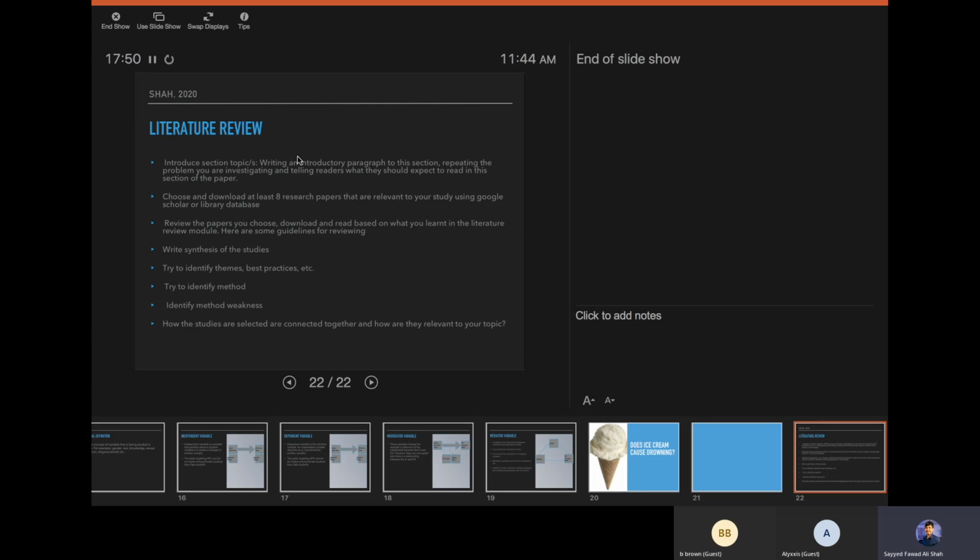And this is for everyone. If you are unable to get access to a full article through Google Scholar, you can access it through your library database. If you are unable to get access to it through your library database, please send it to me and I'll try to get that article for you. Yes, sir. Thank you. Welcome.